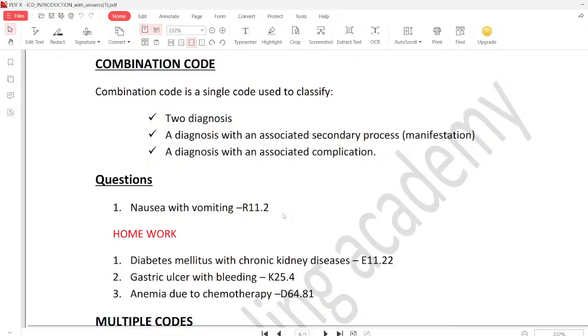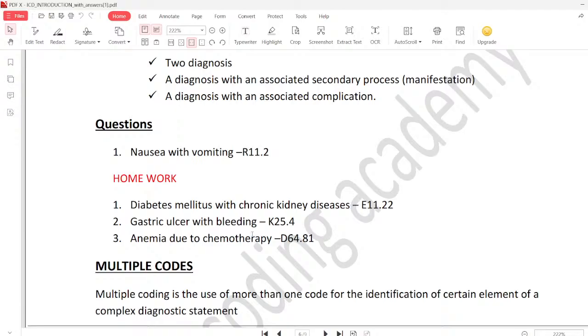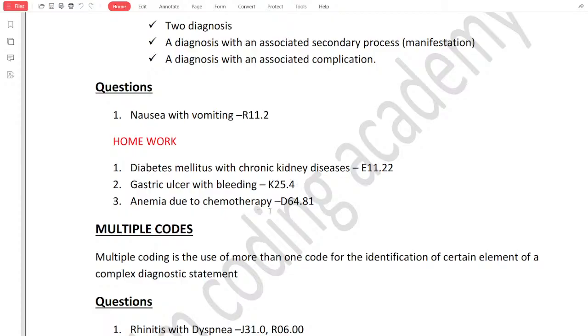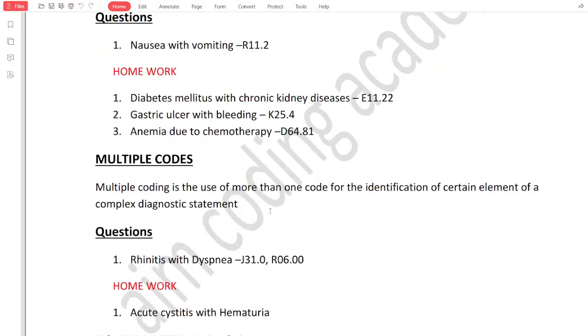Okay. R11.2. And also some more homeworks are the diabetic mellitus with chronic kidney disease E11.22. Okay, and anemia due to chemotherapy D64.81.